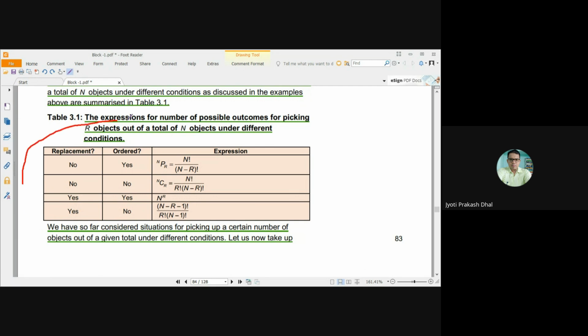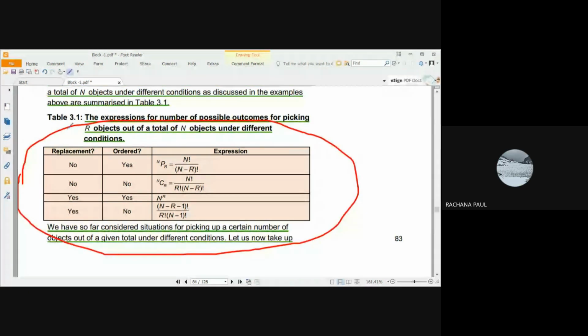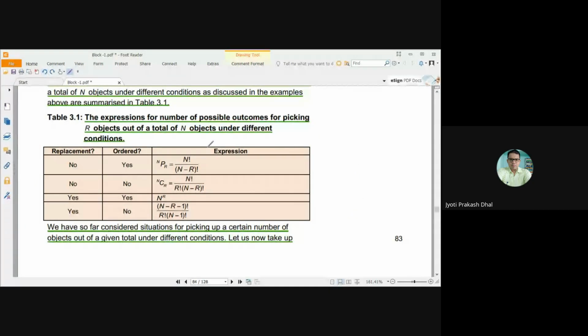So this is the summary of the discussion. The table is like this: the expressions for the number of possible outcomes for picking r objects out of a total of n objects under different conditions. That means you have to select r objects from a total of n objects. And if no replacement will be there, and ordered arrangement is necessary, ordered arrangement means you have to select which one will come first and which one will come second.